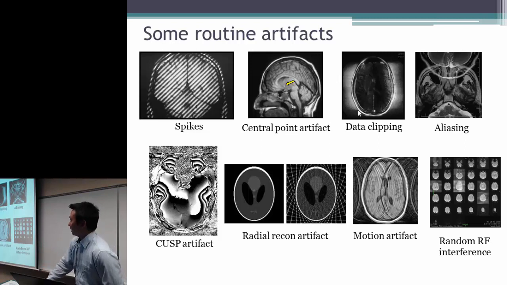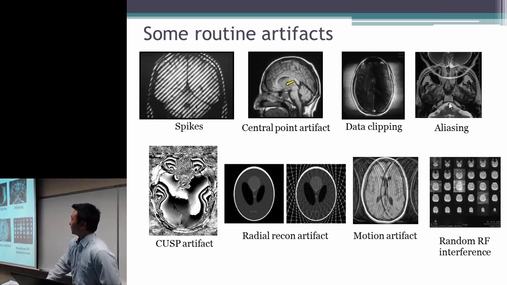Usually the higher signal is located at the center of the echo. So clipping of the center of the echo reduces the baseline signal and also leads to some energy leakage outside of the objects. This is what we call data clipping artifacts.